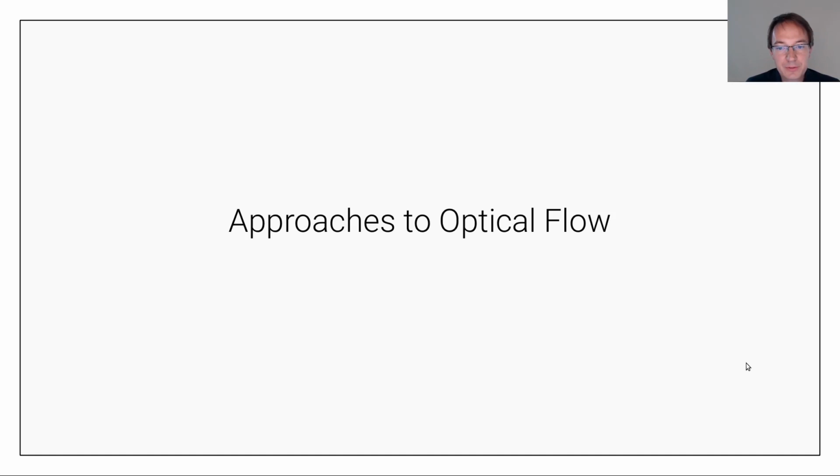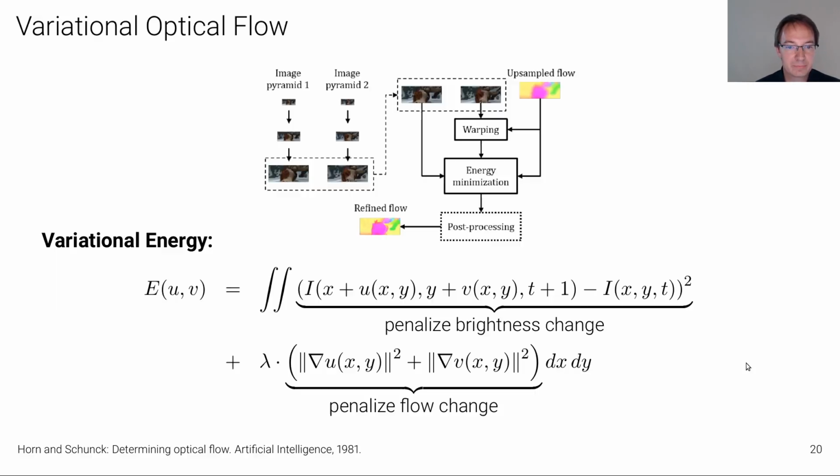There's multiple approaches to optical flow, and I'd like to now briefly review the 3 different lines of optical flow approaches that are dominating today, because this is important for the analysis that I want to show you later on. The oldest type of optical flow approaches are variational optical flow approaches, where such an energy is minimized with respect to the optical flow field U and V. In this original Horn-Schunck formulation, a brightness term and a flow change term are penalized.